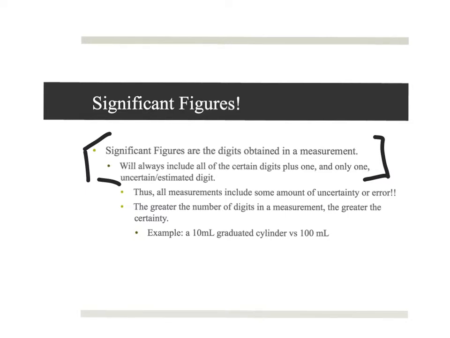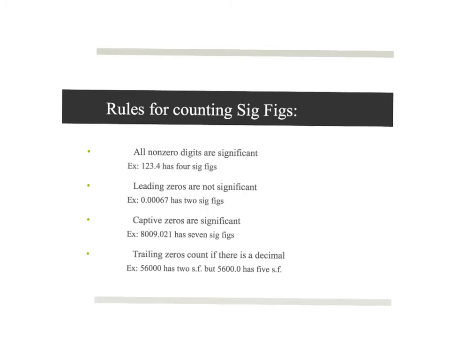The greater the number of digits in your measurement, the greater the certainty. So we want to think of the difference between a 10 milliliter graduated cylinder versus a 100 milliliter graduated cylinder. I can get much more specific with my 100 milliliter graduated cylinder because I've got more places in the value versus just 10, where there's a greater amount of uncertainty.